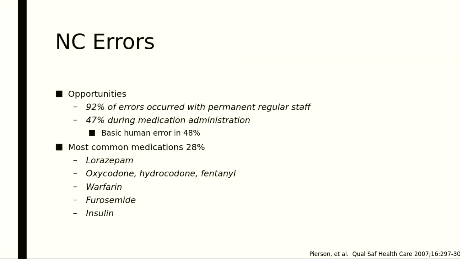In North Carolina, it was interesting that among the errors that occurred, I think it's easy to think, particularly if you think about a wrong patient error, that this could be PRN staff that aren't as familiar with their residents or with their medications, but in fact, the vast majority of errors occur with permanent regular staff. And so we can't allow ourselves to become complacent, thinking that we're very familiar with our residents and their routines. We still have to be very vigilant about preventing medication errors, no matter how familiar we are.